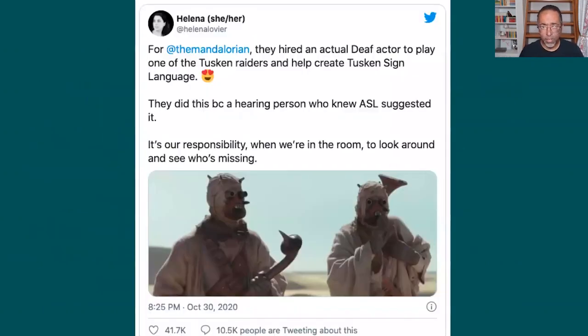Now, a really neat example of this came from the show The Mandalorian, the sci-fi TV show, where there's an alien race that speaks mostly in sign language. One of the actors said, I have a friend who is, in fact, a deaf actor. Maybe we should have them come in and work on this. And they ended up developing this great alien sign language. What I love about this tweet is at the end, he says, it's our responsibility when we're in the room to look around and see who's missing.